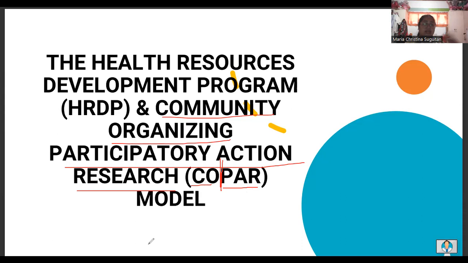For example, sa barangay nyo, you can do your COPAR. And then, itong HRDP, it is a model to use in our PHC. Okay? So, ano nga bang PHC? Mamaya kasi ma-encounter ang PHC. It means primary health care. Okay? Yung iba humuhula ha. PHC is primary health care. Wag na wag niyo pong kakalimutan yan.